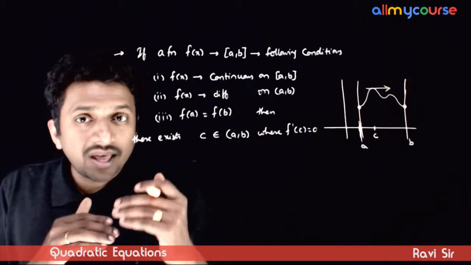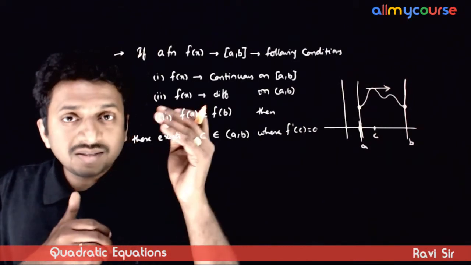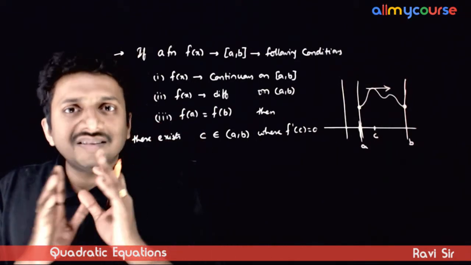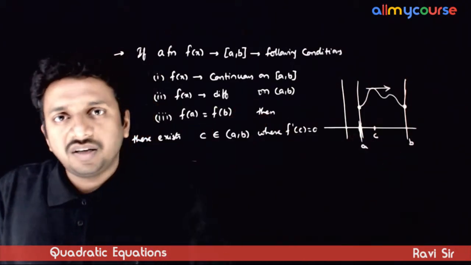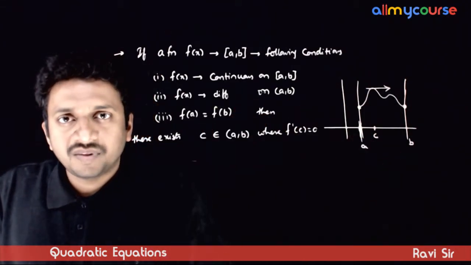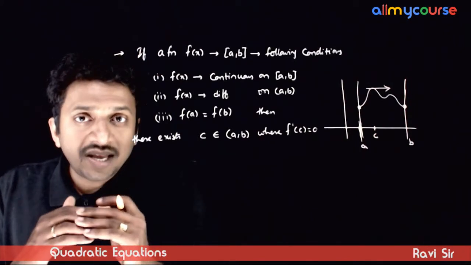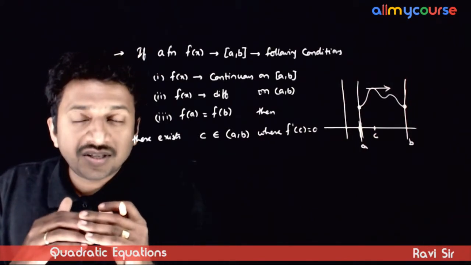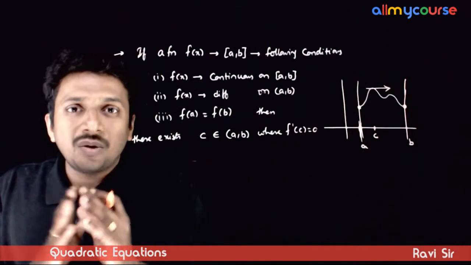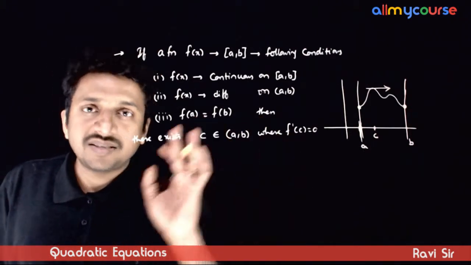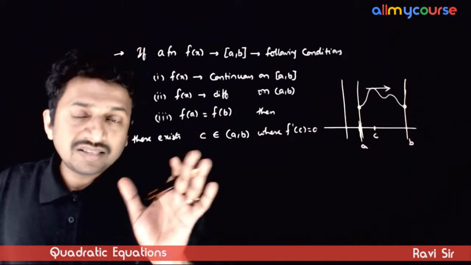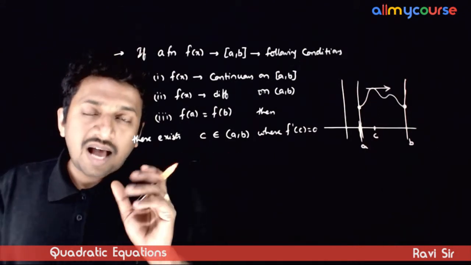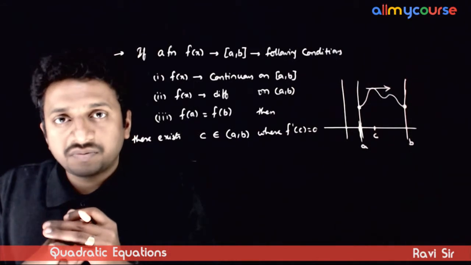There can be more than one point also. What this theorem states is there exists a c in between a and b where f dash of c is equal to 0. Rolle's theorem says that there is at least one c which satisfies the condition f dash of c is equal to 0. So this theorem can be applied for polynomial functions.